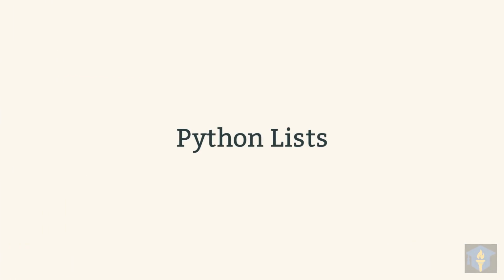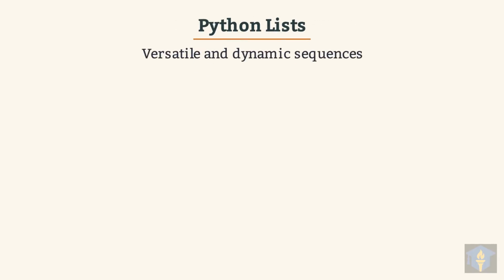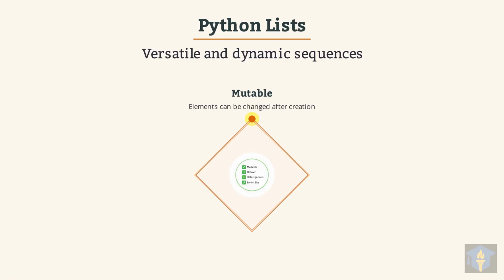Let's begin with Python lists, one of the most fundamental and widely used data structures. Lists are incredibly versatile and dynamic sequences, perfect for many programming tasks. First, lists are mutable, meaning their contents can be altered after they are created. Yes, elements within a list can be changed, added, or removed even after the list has been defined.